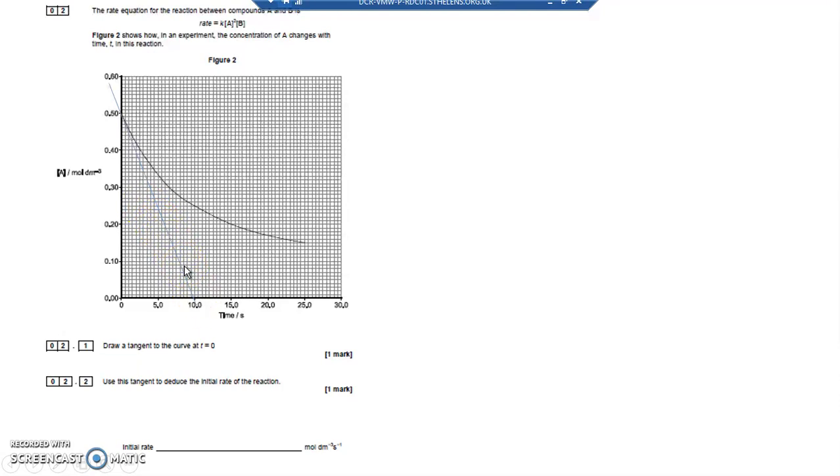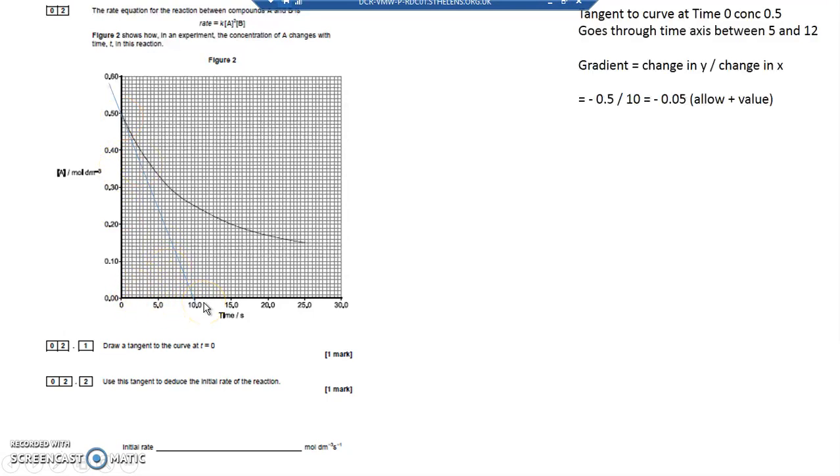Use the tangent to find the initial rate. So the initial rate is this rate here of the reaction. You do that by calculating the gradient. So you measure the height, which is 0.5, and you measure the width, which is 10. So your answer is 0.5 divided by 10.